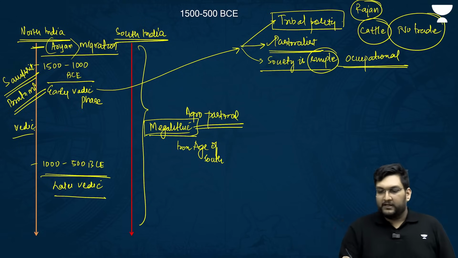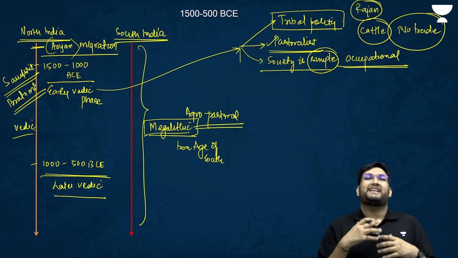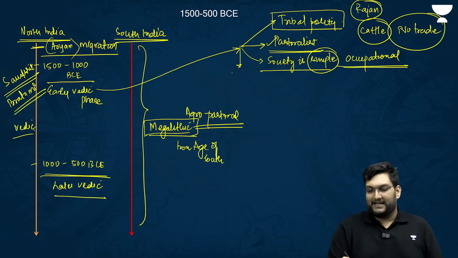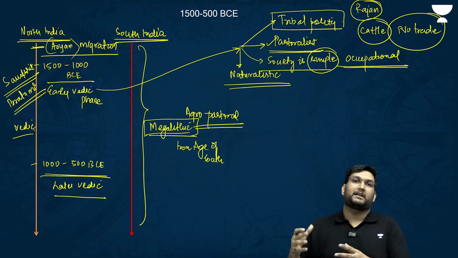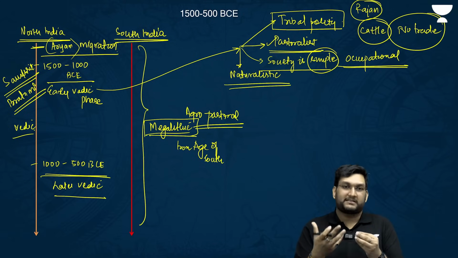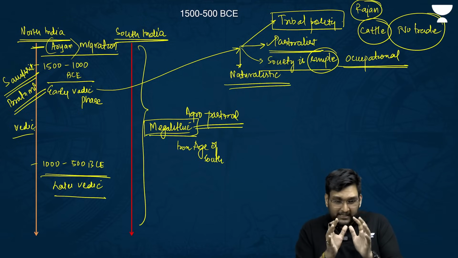This is the phase in which we also have a naturalistic form of religion, and that naturalistic form of religion is basically based on the reading of the Vedas: Varuna, Agni, and now gods are emerging, but that has not been fully crystallized in that regard.